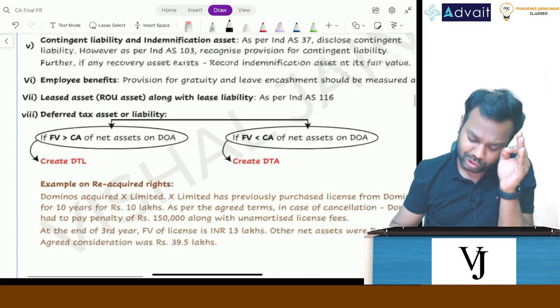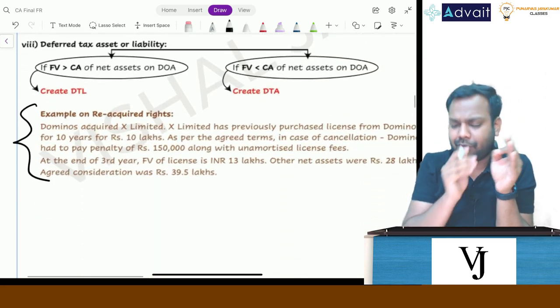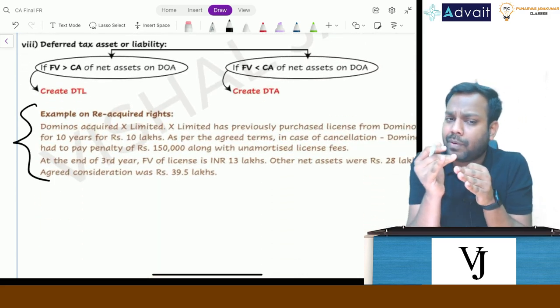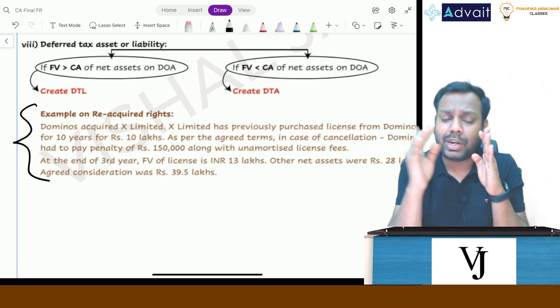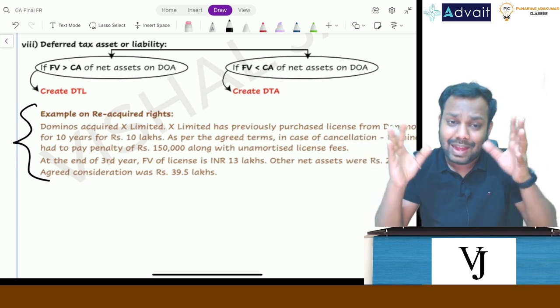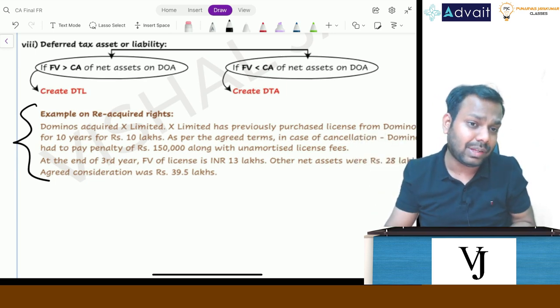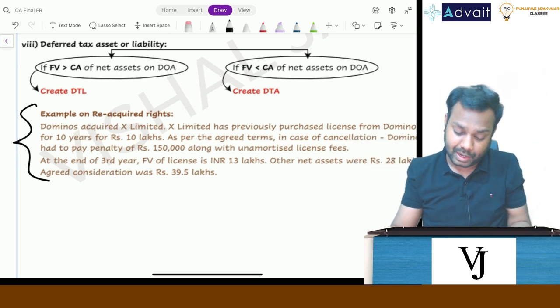Now, we do have a question on reacquired rights also. In this question, I have tried to discuss the impact from the point of view of purchase consideration also, from the point of view of net assets also, so that you can get a holistic view of how it needs to be adjusted in the question in an exam. Right? Now, let's take up.